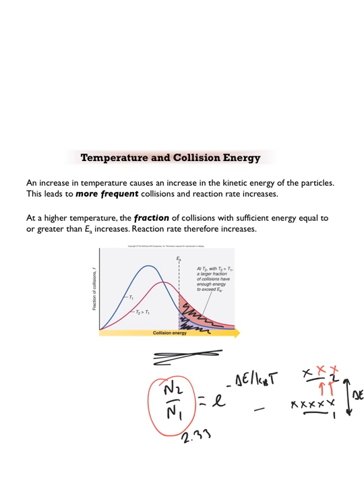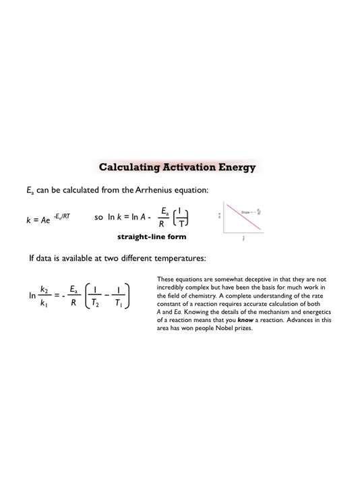So the area under the curve of the red is bigger than the area under the curve of the blue. Whoops, red is greater than the area under the curve in the blue. And again, it comes out of this exponential version of the equation, and therefore the reaction rate increases. And so here end up being the equations that we use to solve lots of problems. So you can calculate an activation energy from the Arrhenius equation.